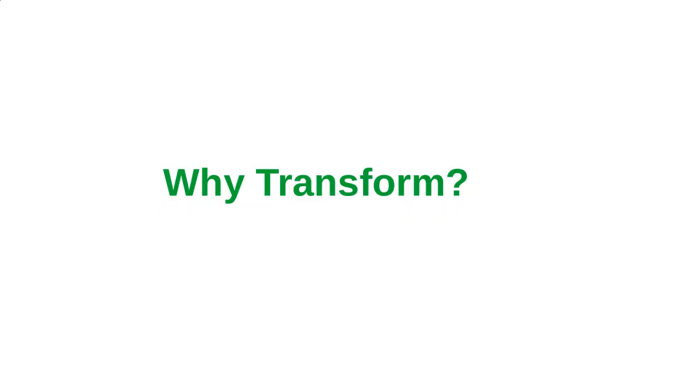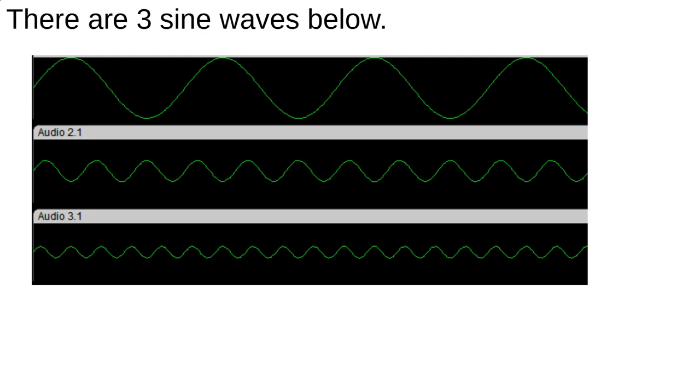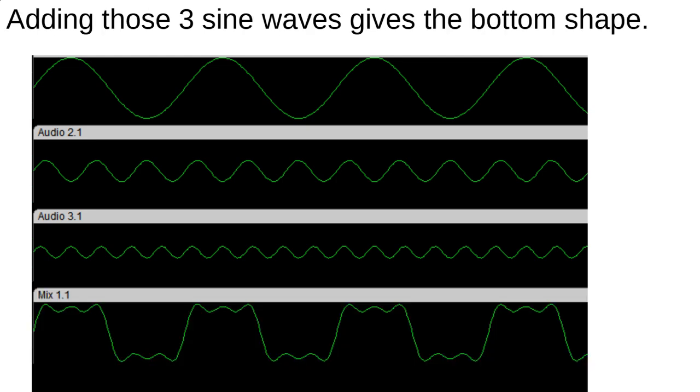Why transform? Which is correct? 3.2 or 5.2 minus 3 plus 1? That's right, they are the same thing. Remember that. There are three sine waves below. Adding those three sine waves gives the bottom shape.